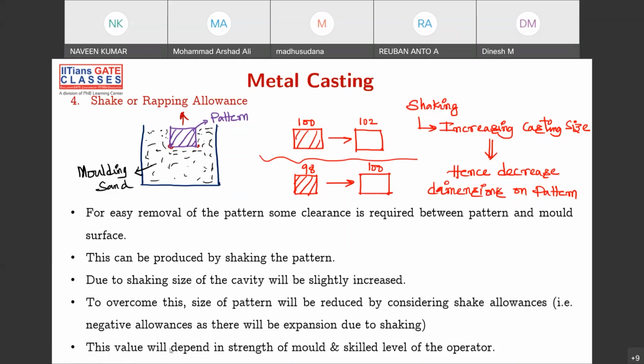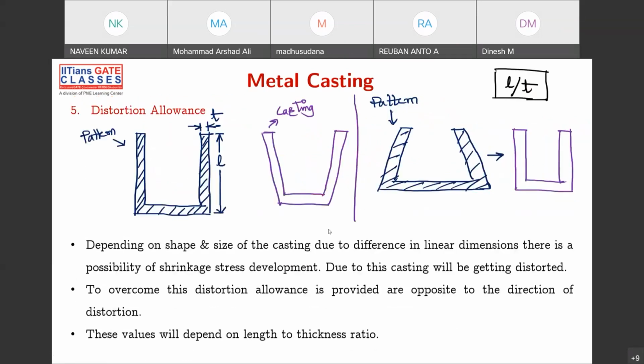Please remember, this is very important. The last point: the value of this will depend upon the skill, how skilled you are. With a little amount of shaking, you can easily remove it. You should not disturb the mold cavity as much as possible. If you're disturbing it, your geometry is lost. You don't want to disturb it. Skill is required.